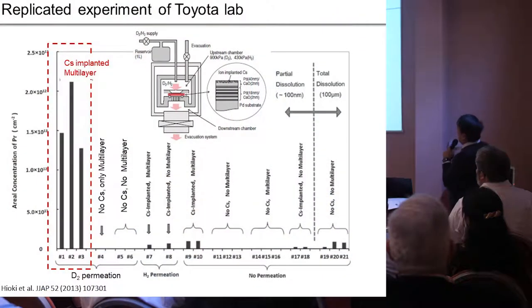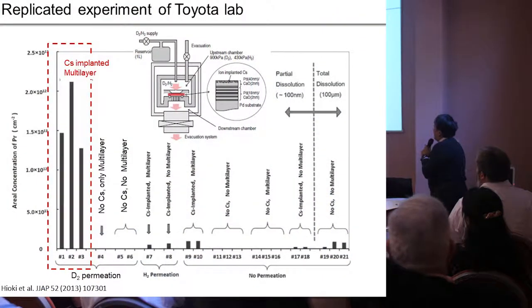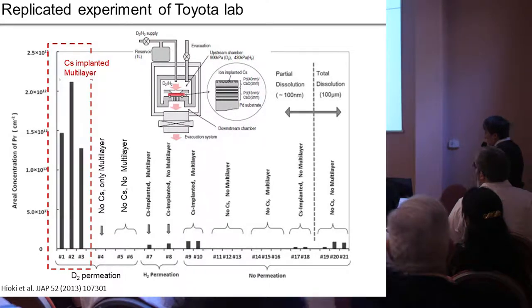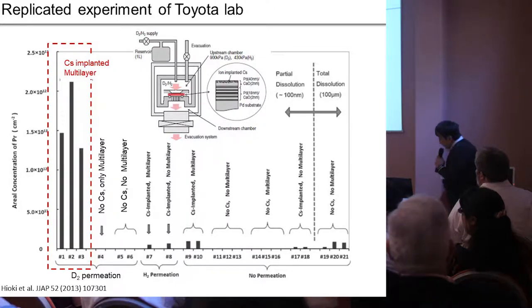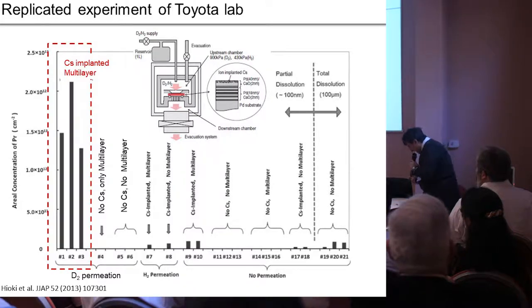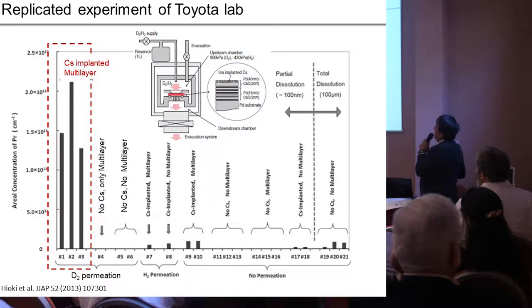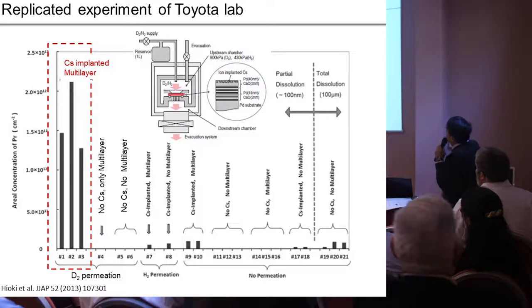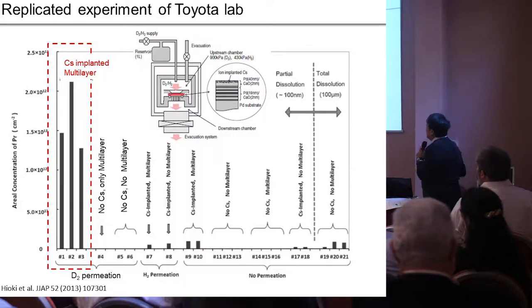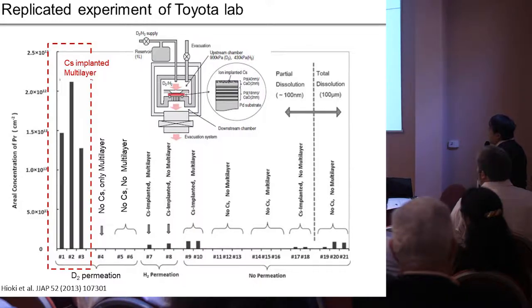Next is Toyota's replication experiments. Toyota Central Research and Development Labs performed the same experiments independently. This is the experimental apparatus and multilayers. This structure is the same as Mitsubishi Heavy Industries. So this is Toyota's data.